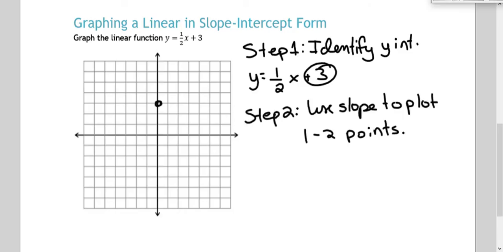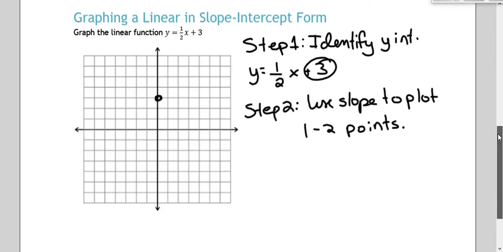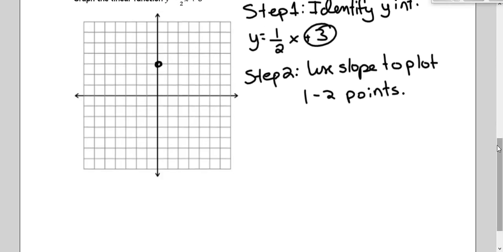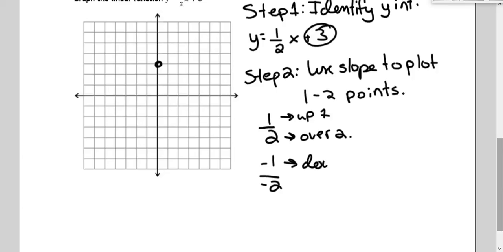So once that's plotted, your second step is to use the slope to plot 1 to 2 points. So our slope in this case is 1/2, so that means up 1 over 2. We could also do the negative version of it. So this is down 1, left 2. This means the same thing.